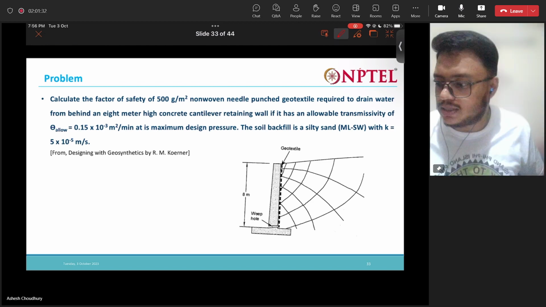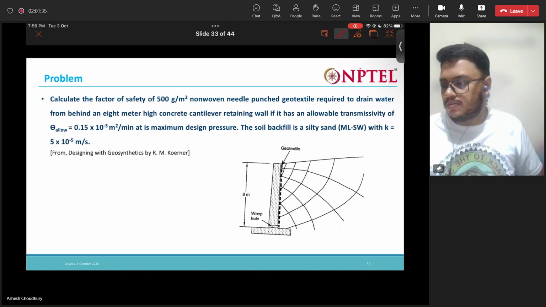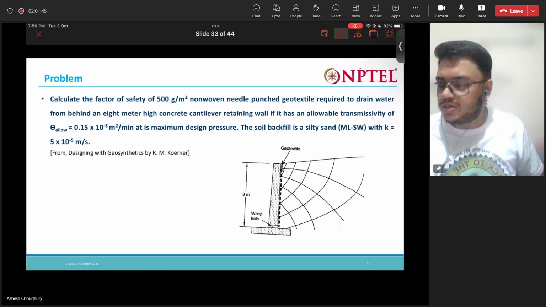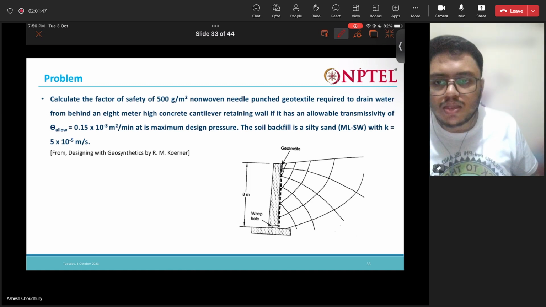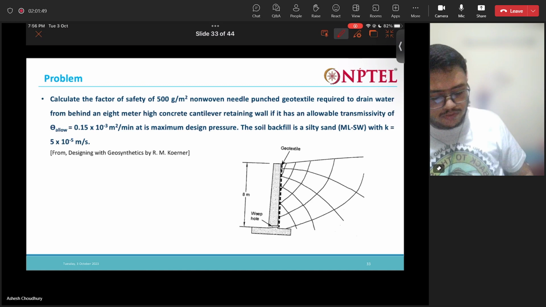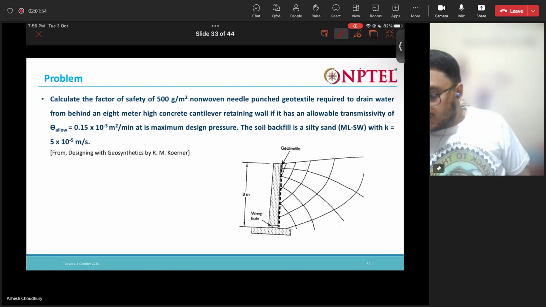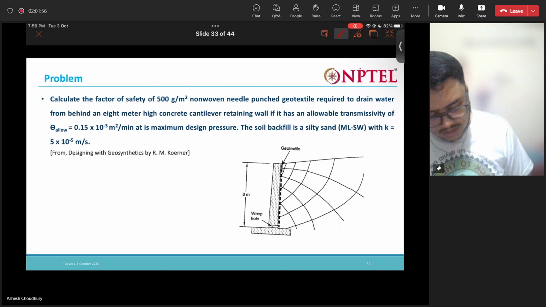Let us start to solve this problem again. So here we have a cantilever retaining wall, for which we need to find out the factor of safety for the mentioned geotextile. So let us again find the flow first. As usual, we'll find the flow first.